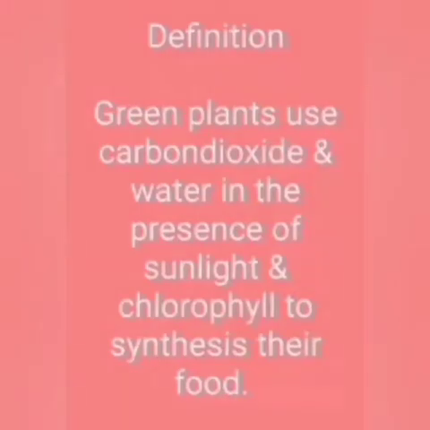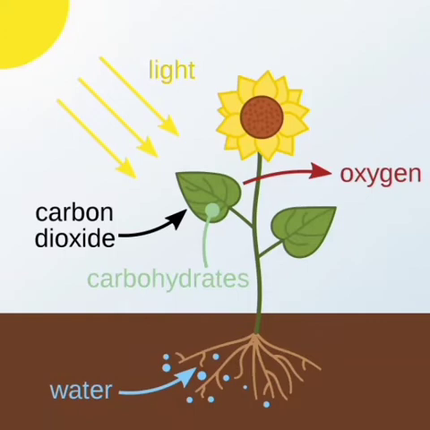Definition: green plants use carbon dioxide and water in the presence of sunlight and chlorophyll to synthesize their food. It is clear from the figure that the plant draws water and minerals from the ground through roots. The leaves take in carbon dioxide from the air and release oxygen. Chlorophyll present in the plant's leaf captures sun energy so that plants make their food.